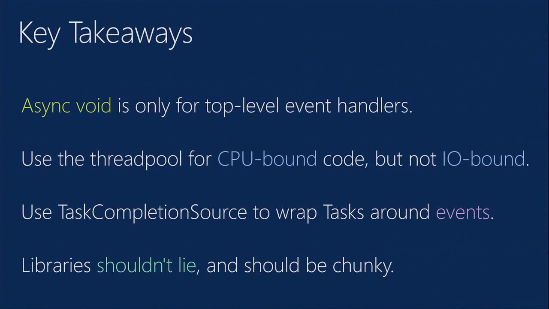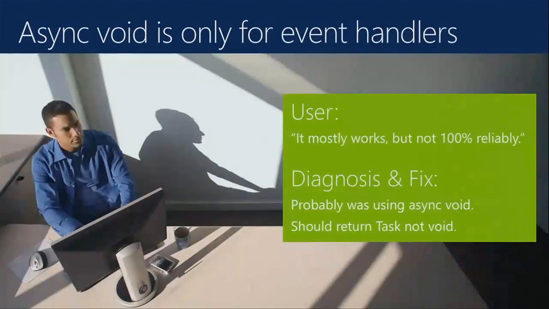And finally, an important thing that we'll look at is when you write libraries, you should make sure that they don't essentially lie about what they're about. If they're not really async, don't make them look async. If they're not really synchronous, don't try to make them look synchronous, if you can avoid it. So let's start right out.